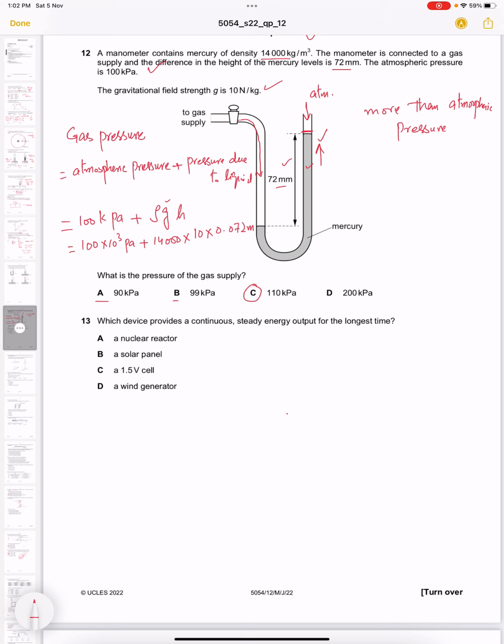Next question related to energy. Which device provides a continuous steady energy output for the longest time? So the device which gives most output, that is a nuclear reactor, because nuclear reactor works with fission reaction mostly. So the fission reaction is such type of a reaction which releases energy from the nucleus, and this energy is much greater than all other sources.